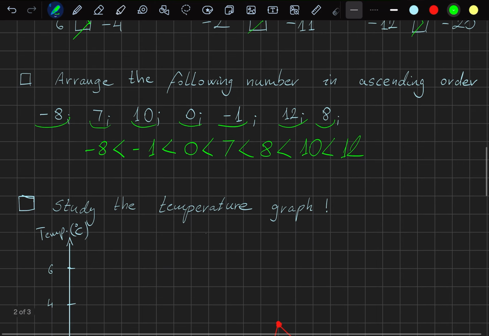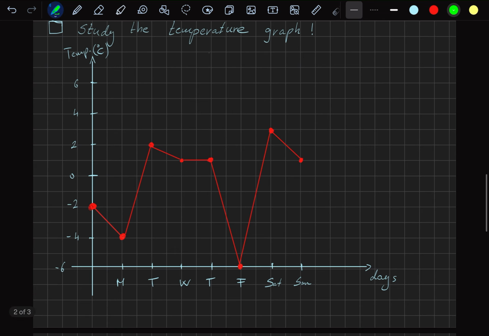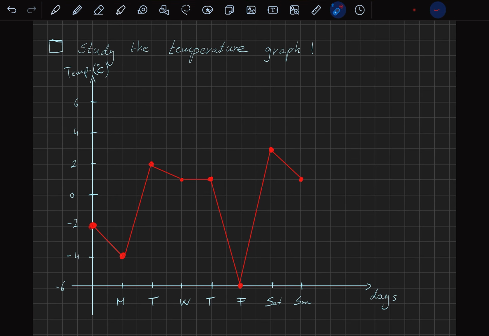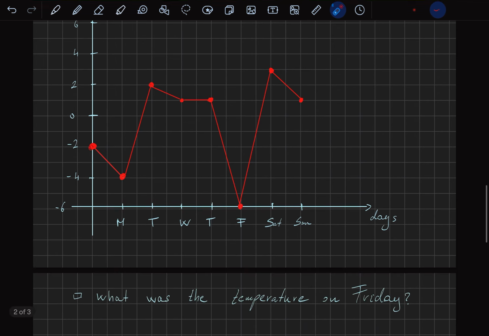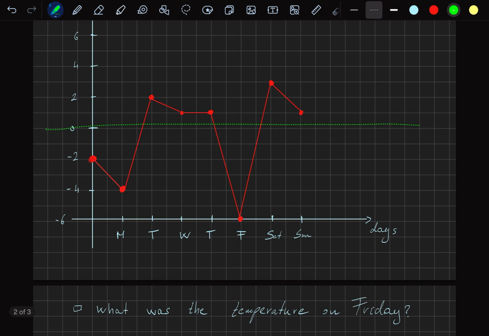Okay. Next one. Study the temperature graph and answer the questions. Here will be some questions. What can we see here? There are some temperatures and some days: Monday, Tuesday, Wednesday, Thursday, Friday, Saturday, Sunday. So, first question, we can see it starts basically on a Sunday: minus 2, minus 4, 2. We will search for these temperatures. Okay, so here is the 0. The 0 is here.